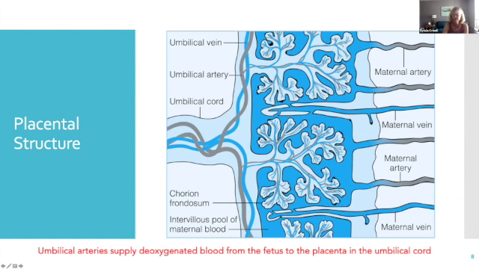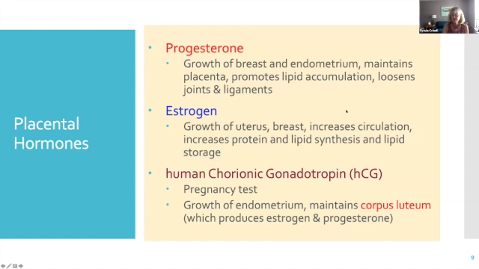So the placenta has been studied a whole lot because it's such an interesting interface between mom and the fetus. The placental hormones that I mentioned, and you've already heard of these before, are progesterone, estrogen, and human chorionic gonadotropin. These are the primary hormones. They help promote breast growth and growth of the uterus and affect circulation, so that her physiology changes a lot during this pregnancy to provide for this organism that she's growing.